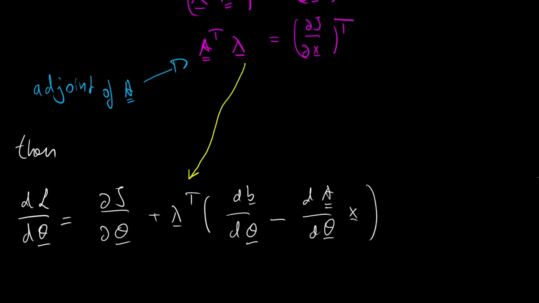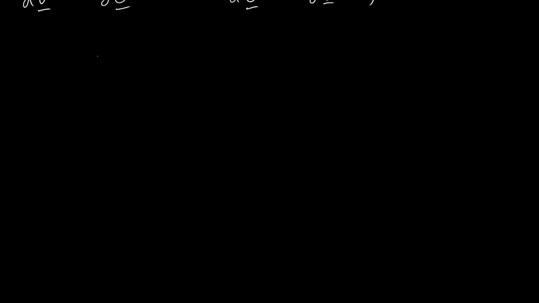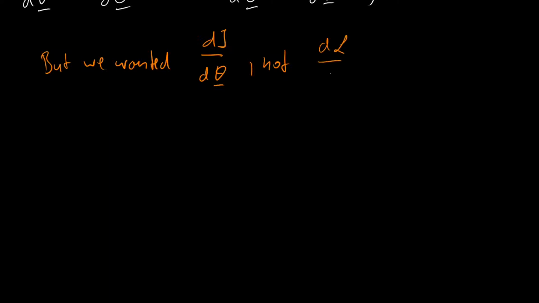But wait a minute. If we go back up, we see that our actual goal was to find dJ by d theta. We either want to use this for gradient-based optimization, or we just want to look at the local sensitivities. So let's note this down, saying, but we wanted actually dJ by d theta, so total J by d theta, not dL by d theta, which was the Lagrangian. And that's not a problem because they are identical.